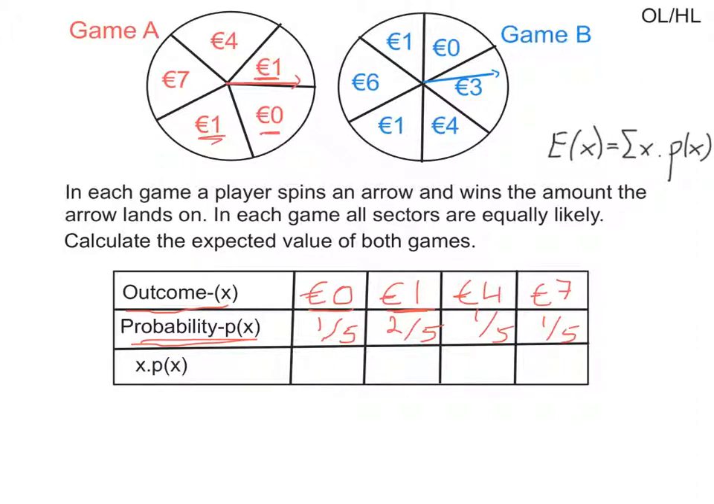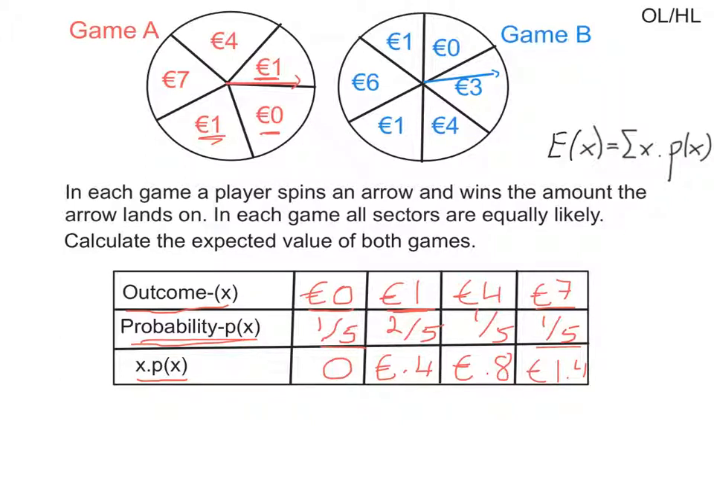Next thing we need to do is multiply our outcome by the probability. So 0 times anything will give us 0. Next is €1 multiplied by 2/5. This will give us 40 cents, or 0.4 of a euro. €4 multiplied by 1/5 will give us 0.8. And €7 by 1/5 will give us €1.4.